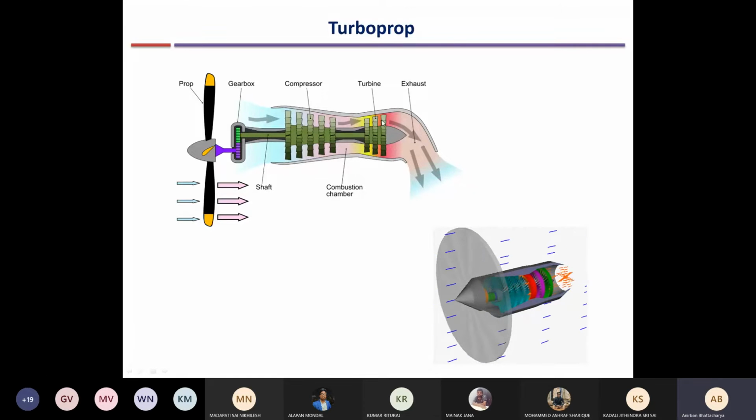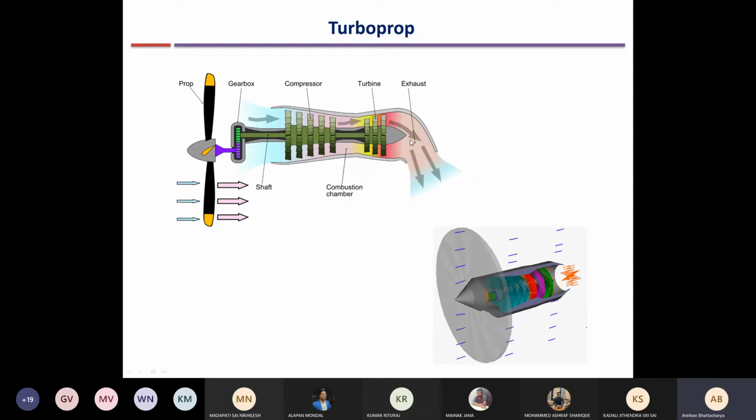Typically, for turboprop engines used in aircraft, the exhaust will not go out like this. It will go out axially, and a small thrust is generated by the exhaust. Most of the energy is used up for running the propeller in this case. Very small thrust is generated by the nozzle, a very small amount relatively as compared to the propeller.